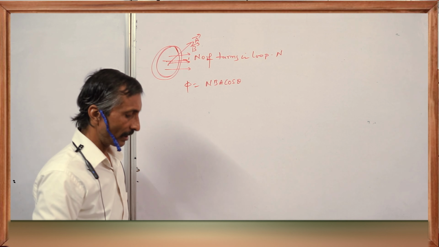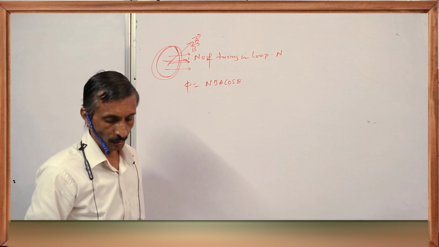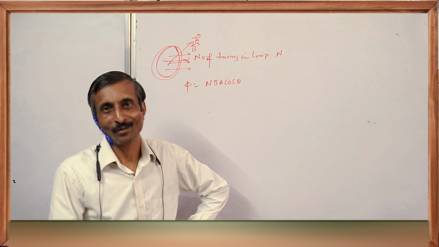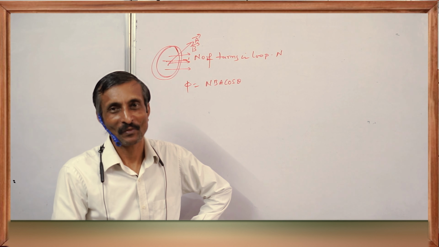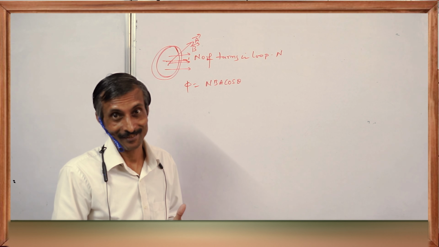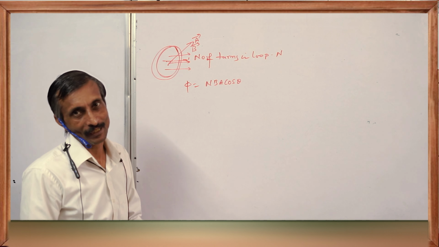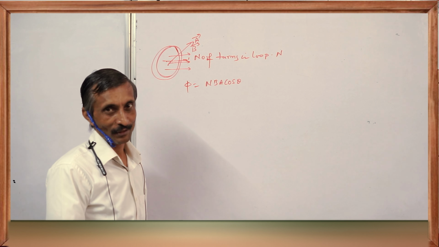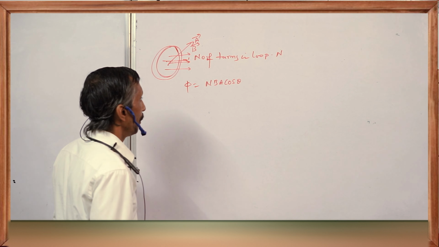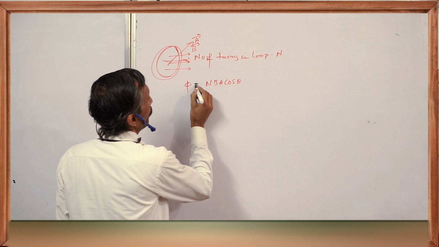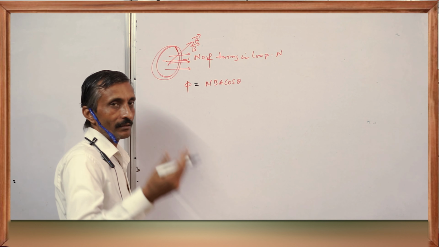What will be the variation in this on a general basis? We are collapsing some terms here and not considering all the terms. In competitive exams, the variation will be in N, B, A, and cos theta. In an electric generator, theta is the variation.